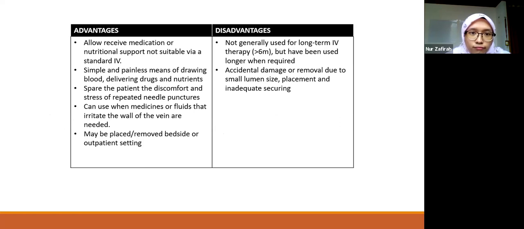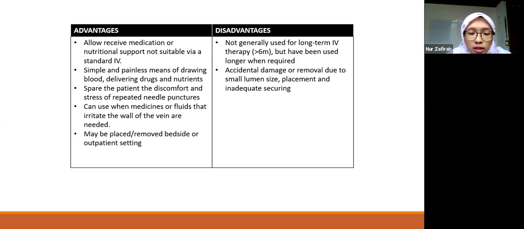And it is also good for giving medication like long-term chemotherapy and total parenteral nutrition, via the PICC line. It is simple and painless, and the patient will not be uncomfortable from repeated needle punctures, because we only insert once and only at the peripheral site. It can be used for medicines that irritate the wall of the vein. And it can be placed or removed at the bedside or in the outpatient setting, so we don't need to do it in a proper place like the operating room.